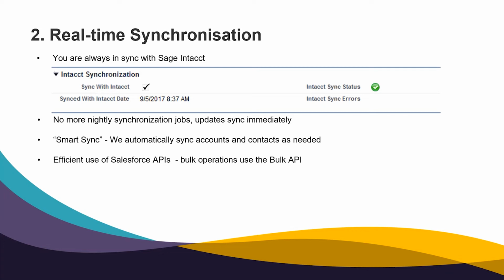We also have what we call smart sync. One of the challenges can often be, do I have to push stuff through all the time? No, you don't. We only sync when the fields that Intacct is using are updated. That's what our smart sync function is. And we also use the APIs, so it's been well designed in the back end. We're making the most of the bulk APIs if we need to do large operations as well.